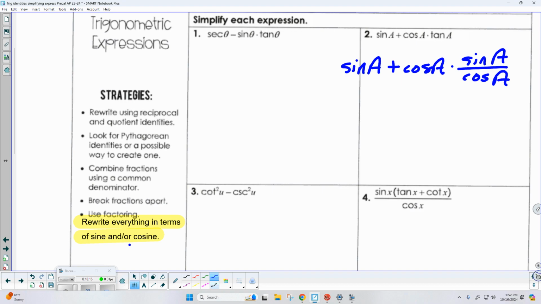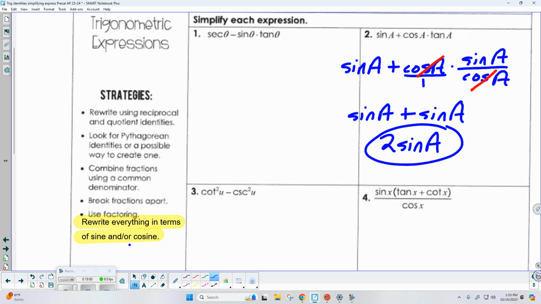As soon as I rewrite it, what do you see that I can do? I can simplify. See, pretend this cosine of A is over 1. I've got a cosine in the numerator and denominator. Those are going to cancel. So what I'm left with is sine of A plus sine of A. Now, if you think about the trig function as a variable, a lot of these rules are going to come a lot easier. Like if I said x plus x, you would tell me 2x. So what's sine of A plus sine of A? 2 sine of A. That's our goal in this lesson. We want to take some expression and simplify it as much as we possibly can. We're using algebra, we're using the identities.